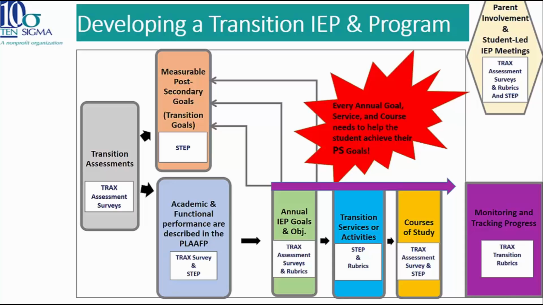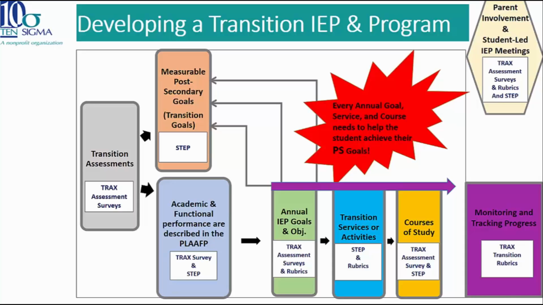From the TRACS survey assessment and the rubrics, annual goals and objectives can be written for the student because, like I said, all of the assessment survey skills have rubrics behind them. So it's easy to determine, if you do an assessment of the skill after you've determined the need in that area, the annual goals and objectives for the student.